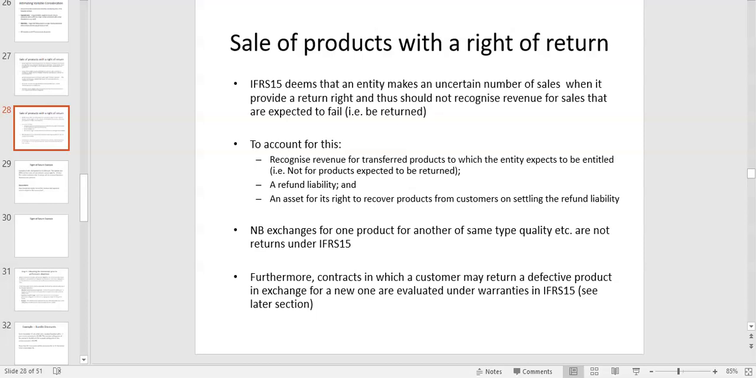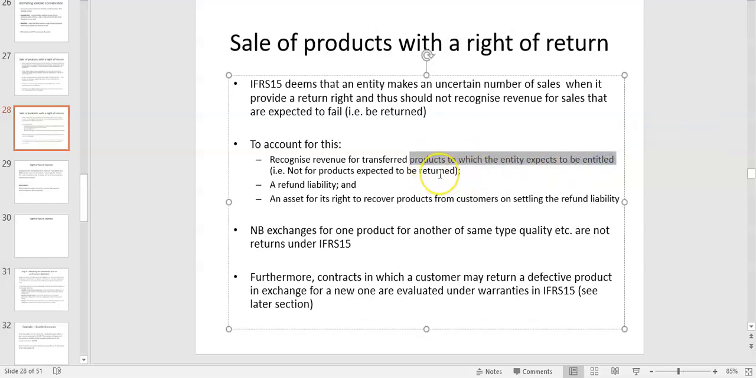Following on from the live webinar this week, we're going to continue on with IFRS 15, revenue from contracts with customers. Where we stopped off in the live webinar, we were looking at this whole idea of variable consideration. One good example of that you'll see in a lot of companies is sale of products with a right of return. So that when you sell a product and the customer has a right to return, you should only recognize the revenue of the products that you expect to be entitled to.